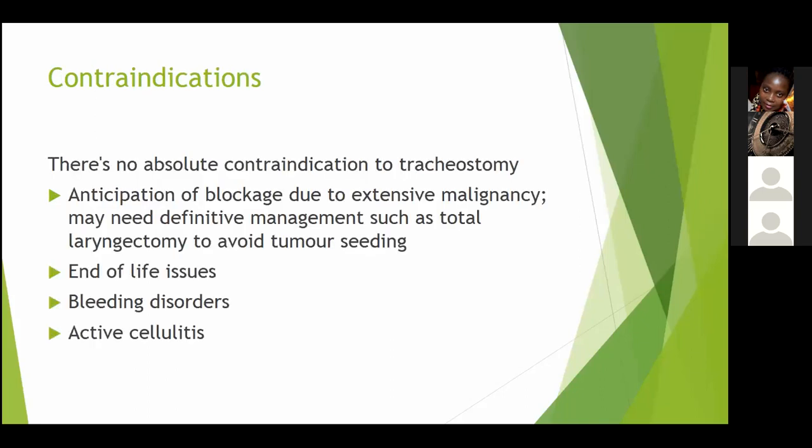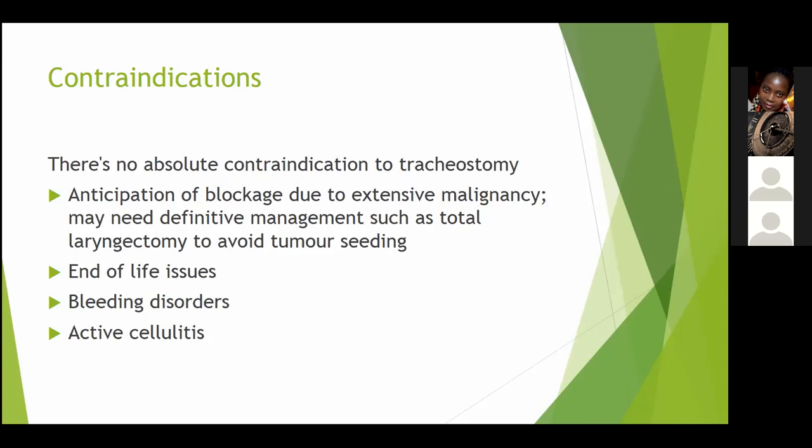So we've seen the indications. What could be the contraindications to tracheostomy? There's really no absolute contraindication because it's based on how the surgeon judges it. One of those can be that you anticipate that the obstruction is lower down, and if you do a tracheostomy, you're actually going to go through tumor. For such cases, it's better you carry out definitive management.